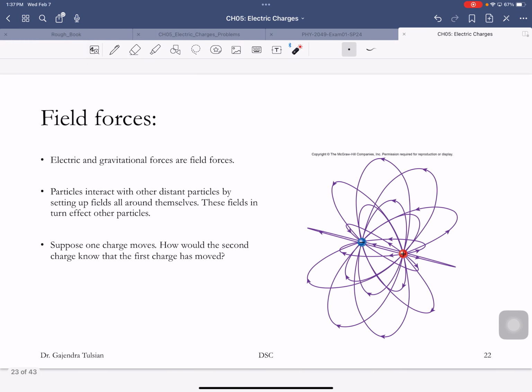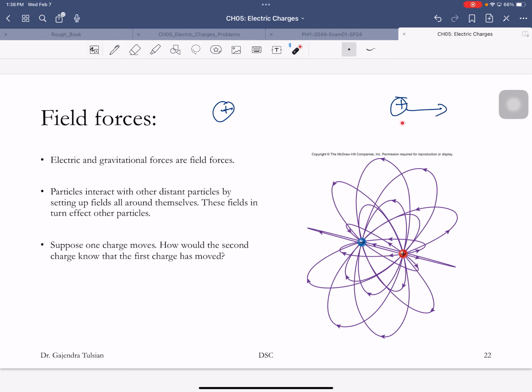All right. So that was that. Now we'll talk about field forces. The question is the following. Here's this proton and here's this proton, or positively charged particle. What do they do to each other? They repel each other, yeah.